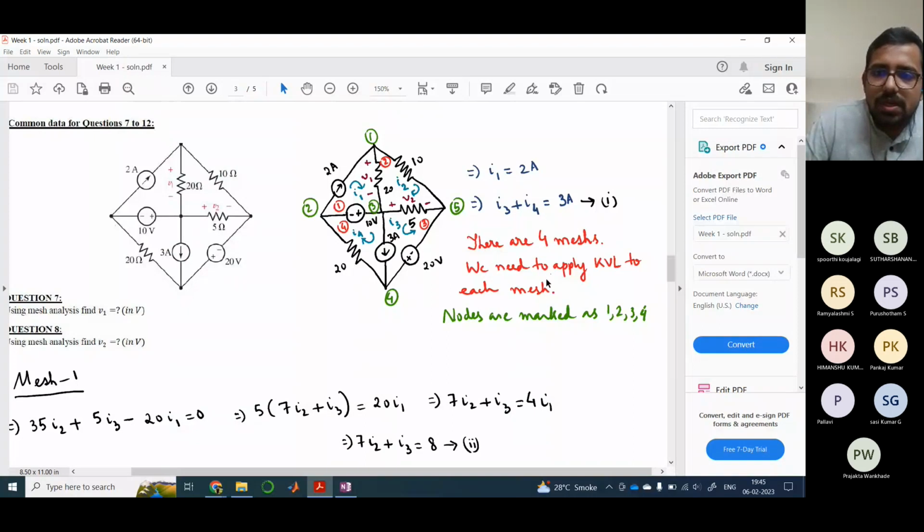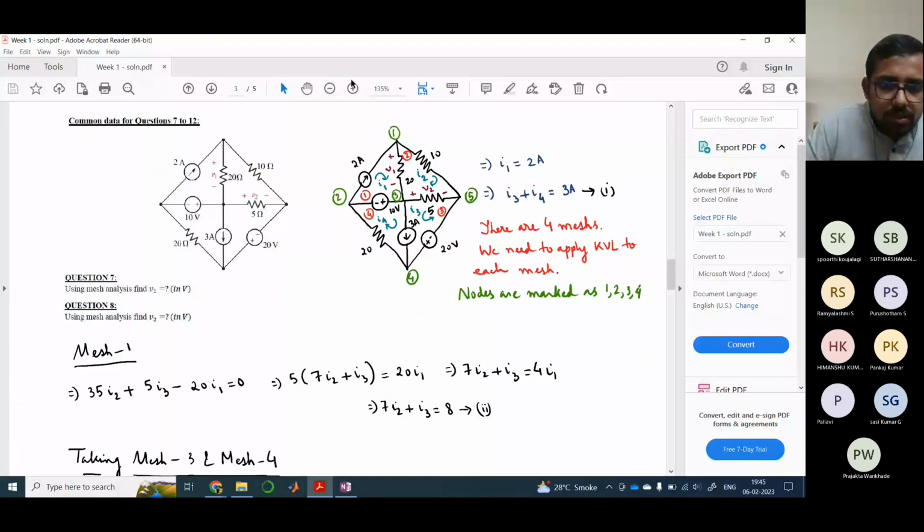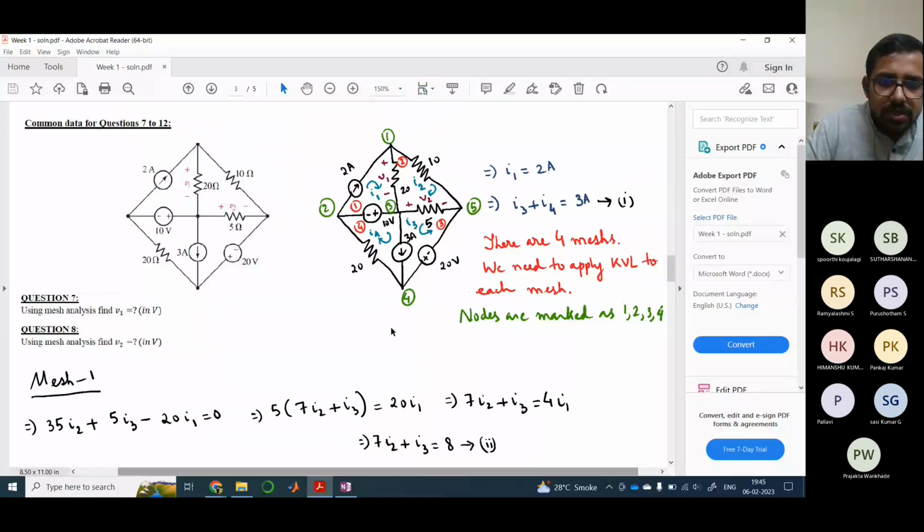As I was telling, there are four meshes, one, two, three, four, as I have marked, and we need to apply Kirchhoff's voltage law to each of these meshes. I hope you know all of this because these are very standard conventions. KCL, KVL, you must have learnt at your plus two level. So you just need to apply this here. We'll just start solving each of these meshes.